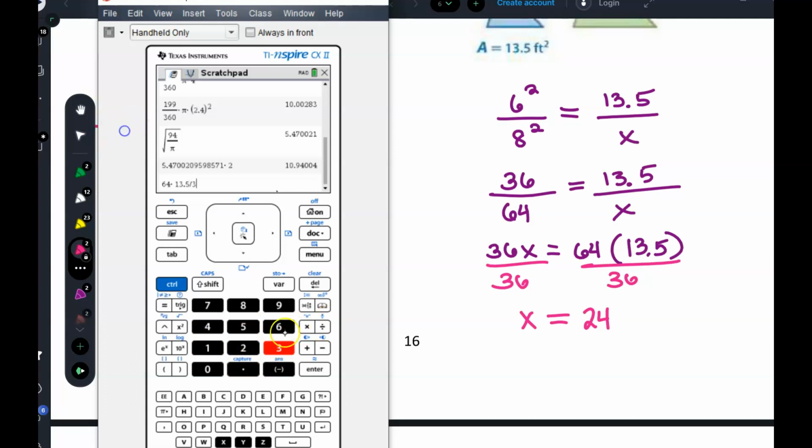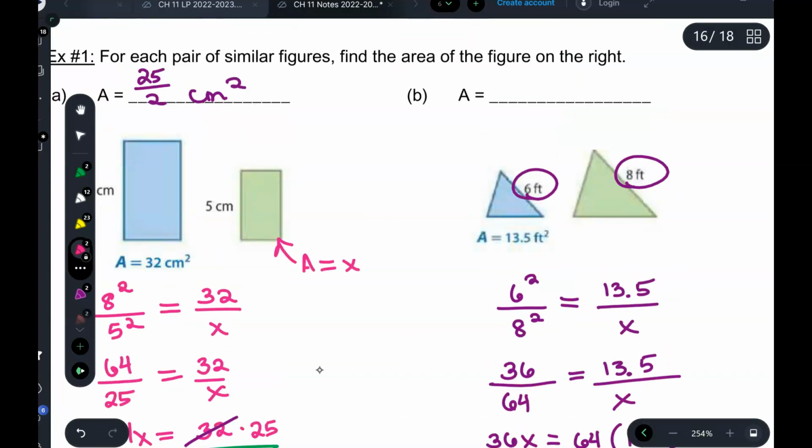4 doesn't go into 36. I mean, 36. Oh, you're right. In this case it doesn't go in evenly, but you could still simplify it. What about 4? Doesn't 4 go into both of these? Oh, 4, yeah.